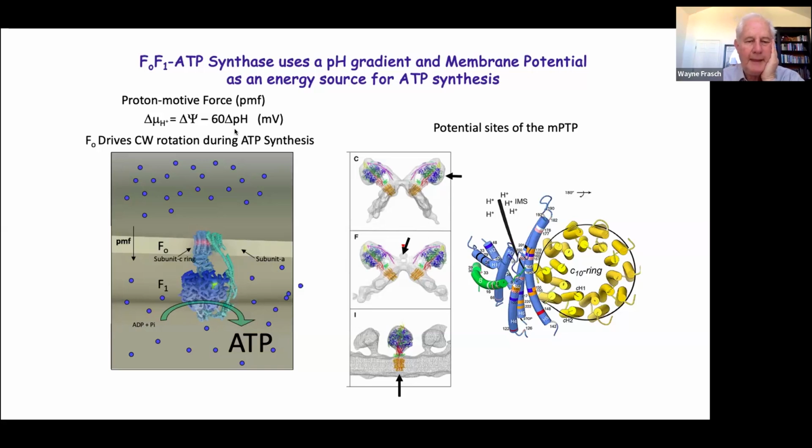So while we know what the protons do, even though Mitchell got the Nobel Prize for this equation, where both membrane potential and proton gradients contribute to the ability to rotate and synthesize ATP, we still don't really know on a molecular basis what the membrane potential does, but clearly it is a contributor. In fact, it's the main contributor to synthesis of ATP in mammalian mitochondria.